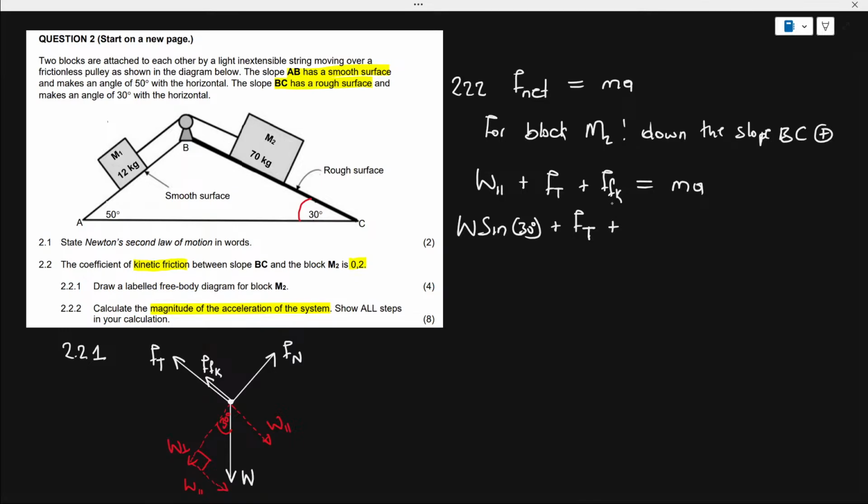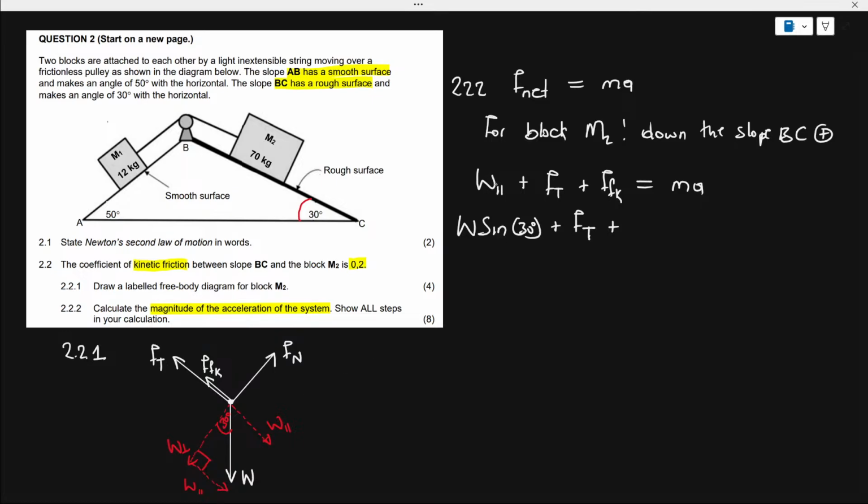For the frictional force, we can work out its magnitude, because we know that the kinetic friction is equal to the normal force multiplied by the coefficient. However, we need to work out the magnitude of the normal force. This will be equal to the perpendicular component of the weight, because the normal force here and the perpendicular component are at equilibrium. So the normal force isn't simply equal to mg in this case, but it will be equal to the perpendicular component.